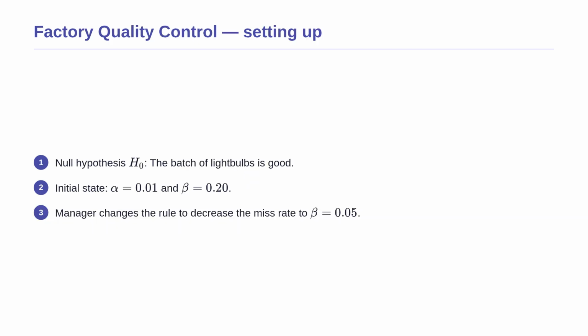Let us look at a second example, this time in a factory setting. A factory produces light bulbs, and the null hypothesis is that a batch is good. The manager currently has a strict rule where alpha is 0.01 and beta is 0.20. To avoid shipping bad bulbs, the manager changes the rule to decrease beta to 0.05. We need to calculate the new power and explain what happens to alpha. We start by noting the new beta value. The rule has become more sensitive to catch more bad batches.